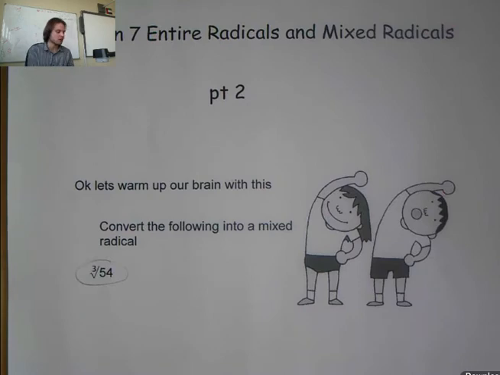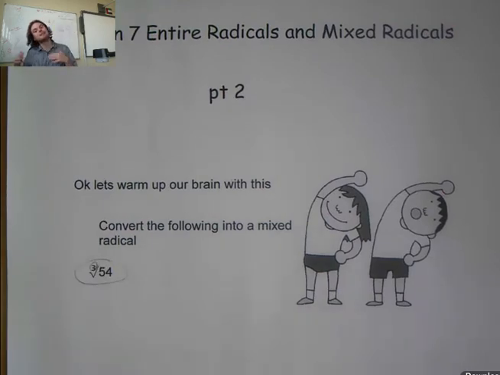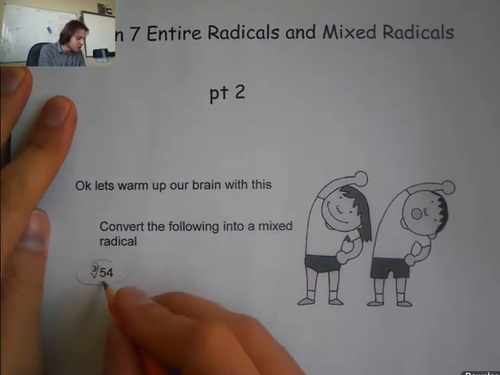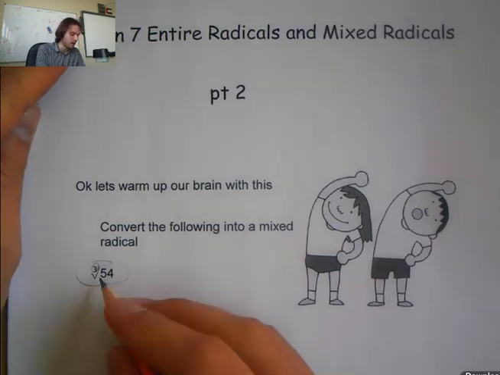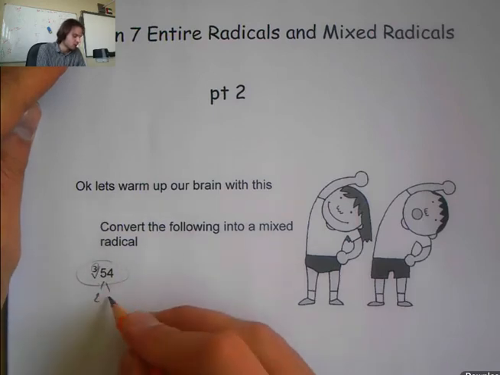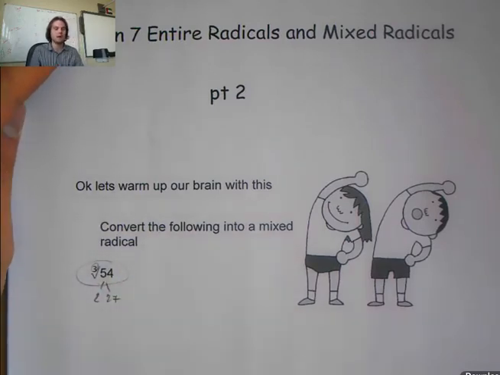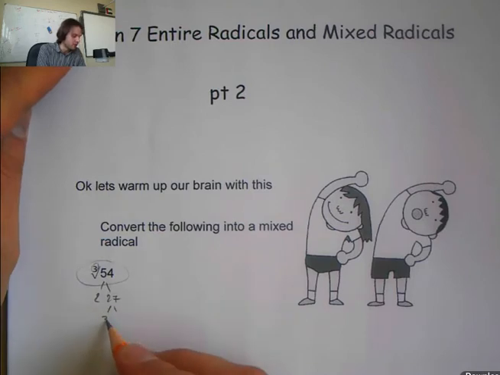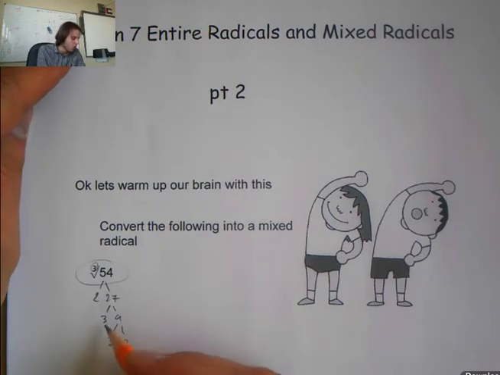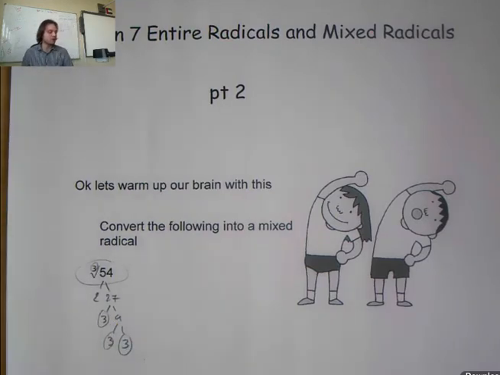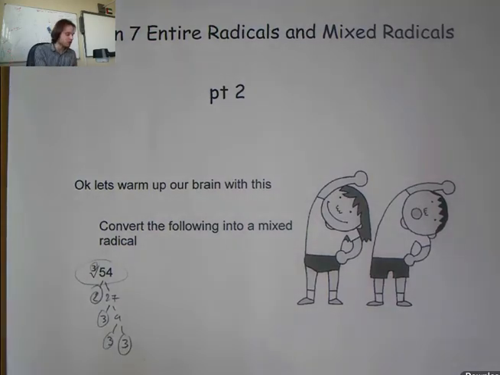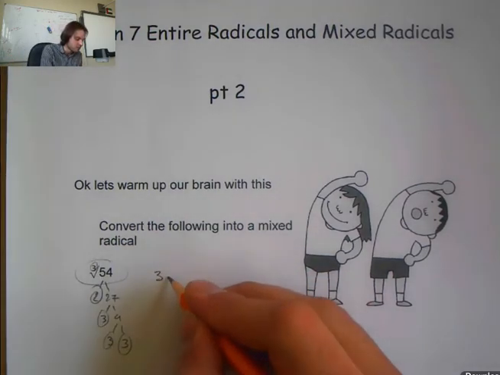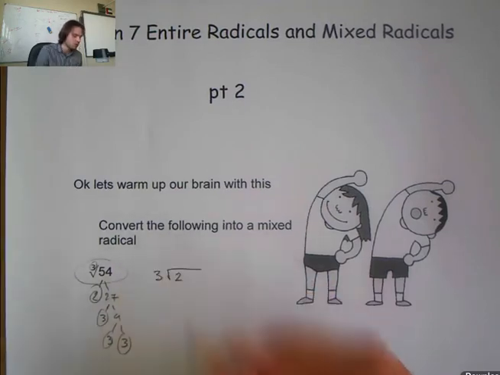Well, if it's a cube root, this 3 means we need 3 of a kind to take out of the house, if we remember. So let's try and do our factor tree and see if we can take out 3 of a kind. Well, I know this can be divided by 2, which will give me 27. Then I divide this by 3, and I get 9, 3 and 3. So I have 3 threes and 1 two. So I do have a group of 3 that I can take out of the house. So we have 3 cube root of 2.